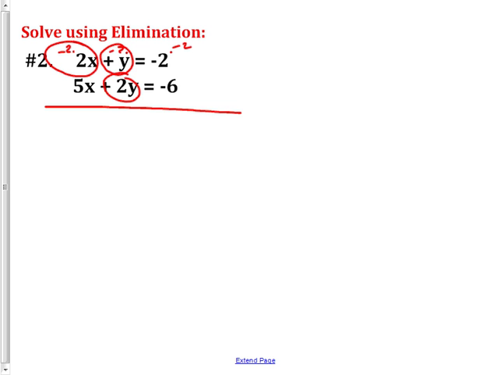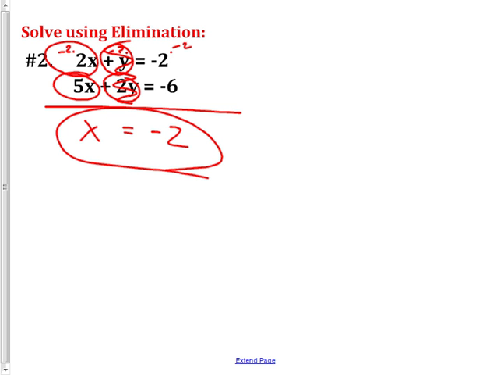So what's negative 2 times 2x? Negative 4x plus the 5x makes x. These guys cancel. Negative 2 times negative 2 makes positive 4. Positive 4 and negative 6 makes negative 2. And look at that, I solved it.